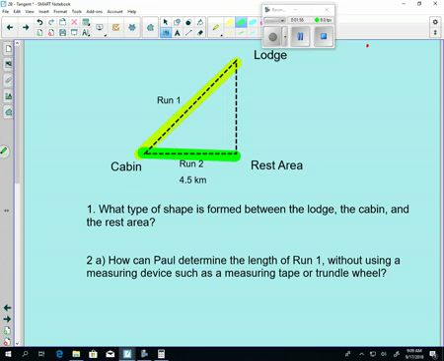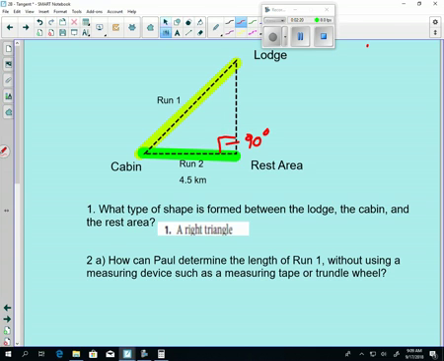The first question is, what type of shape is formed when the lodge, cabin, and the rest area are connected? Well, I think we can see. Oh, it's a right triangle. Why? Because at one of the corners, that is a 90-degree angle, a right angle.